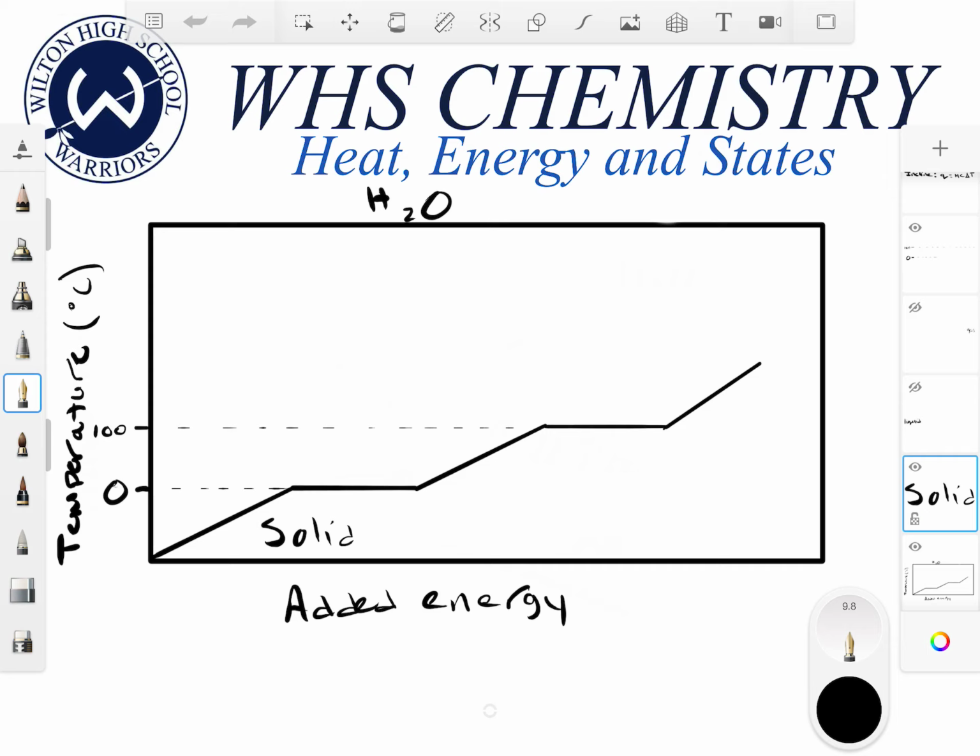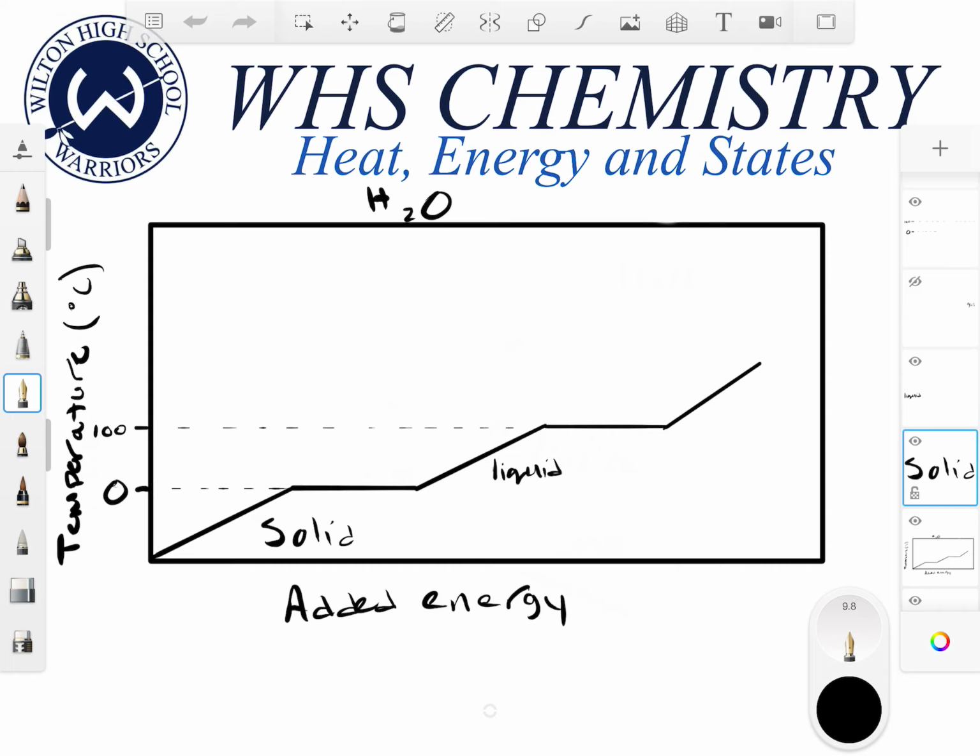At this point where it goes from an incline to a plateau, something special happens. This is where you start to see the actual phase change from a solid to a liquid. Once all of the solid water is converted to liquid, you'll see that once again the temperature will start to increase on the second incline.